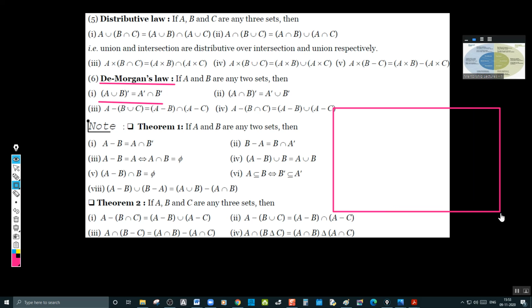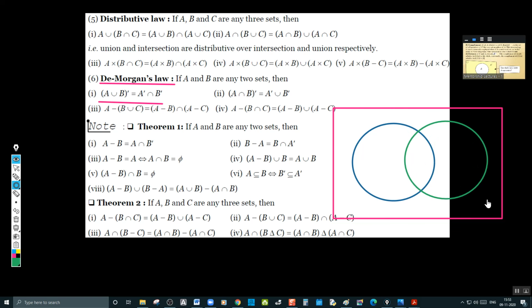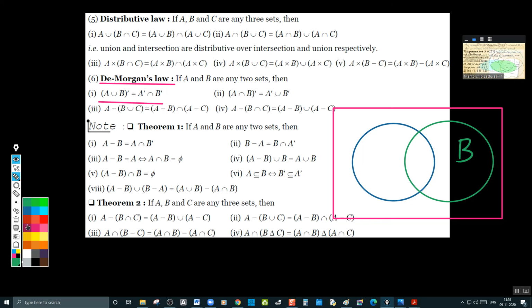See, I'm drawing the diagram here. Let me take one circle. I have taken one circle here. Let me take another circle of green color. I have taken, and it is B, let me say, and let me say this as A. Now, what is that needed here? A union B whole complement.